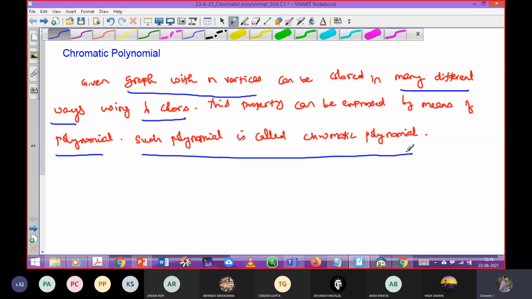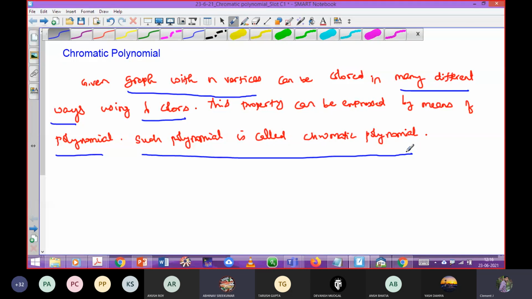Have you understood the definition of chromatic polynomial? Is it clear up to this? Can you please respond? Is it clear up to this? Can you repeat it once, sir?